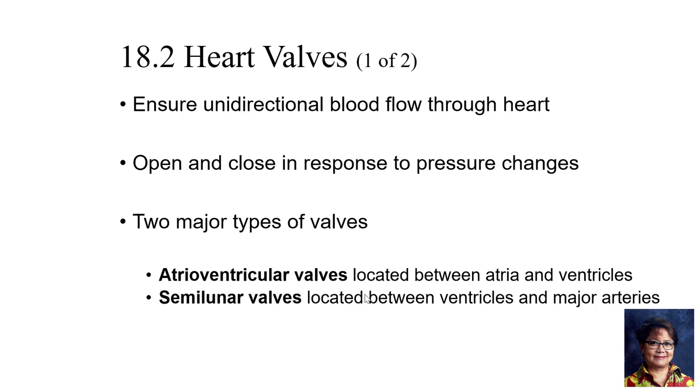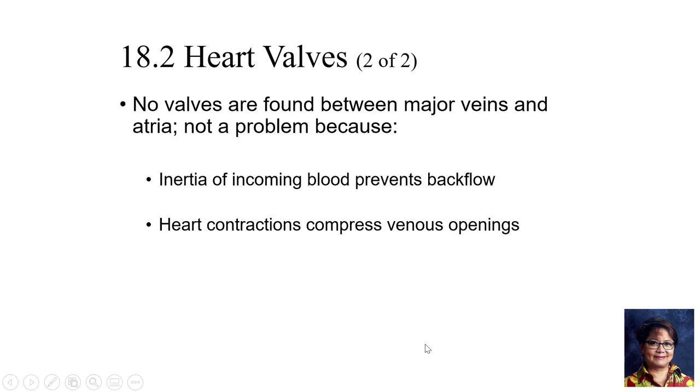So the heart valves make sure that there is unidirectional flow of blood through the heart, so blood does not go back to the atria after they have been emptied into the ventricles. They open and close in response to pressure changes. There are two main types of valves. One is the AV valves, the atrioventricular valves. They're located between the atria and the ventricles. These will be your tricuspid and your bicuspid. And then your semilunar valves are located between the ventricles and the major arteries.